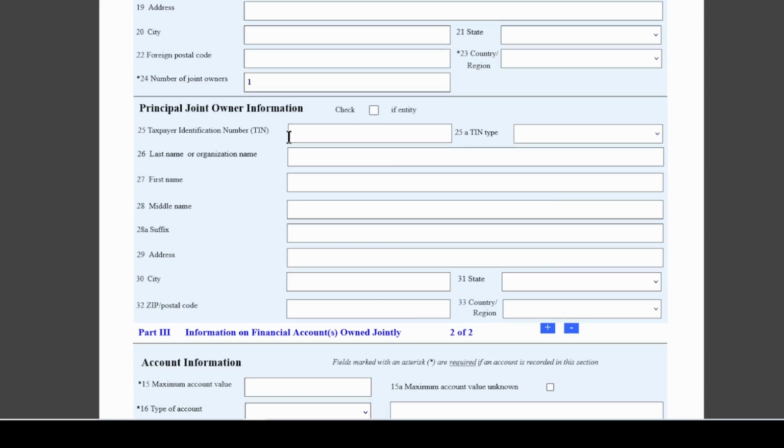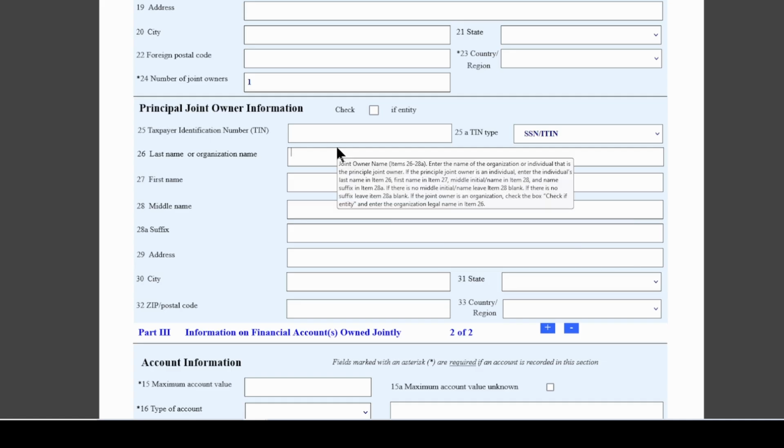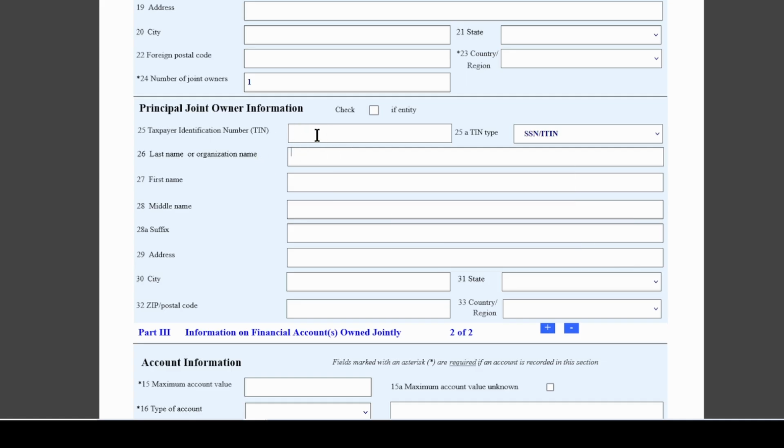And the difference from part 2 is it asks for the principal joint owner information. So you would put, let's say you're husband and wife, you're the husband filling this out. You would put your social security number, let's say, your first and last name, your address, and your wife would fill out that form that allows you to file for both of them. And she doesn't have to do anything with that. She doesn't have to send it in or anything. She just has to keep a record of it, I guess.